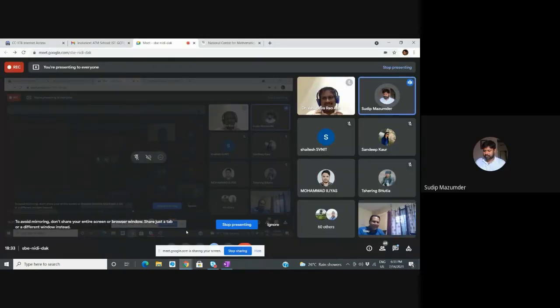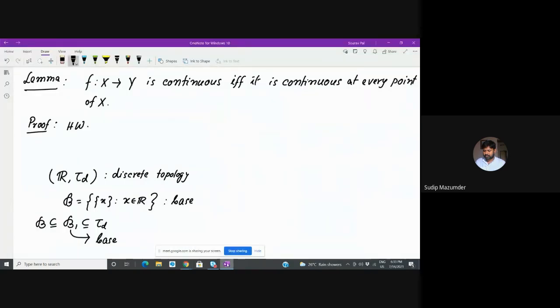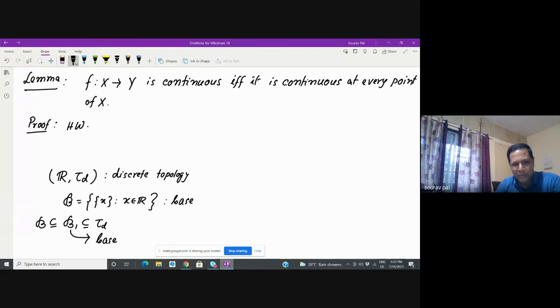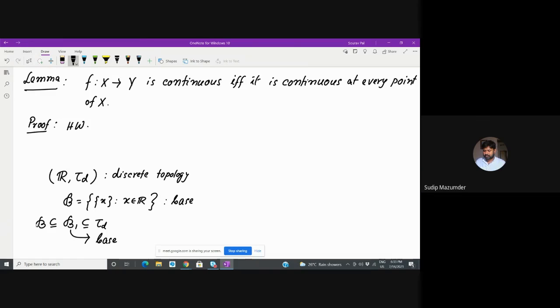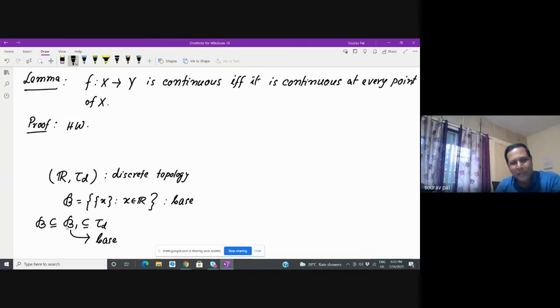It is true for every topology. Yes, it is true for every topology. Not for a base, only for the discrete case, it is true for every case. I am just talking about the number here. I am talking about this discrete topology to tell you about the number. Yes, you are very correct.